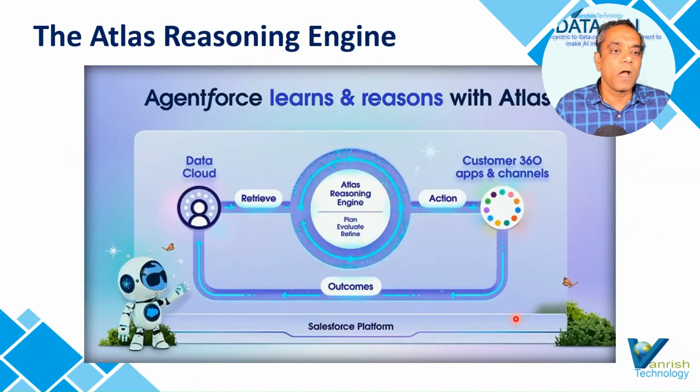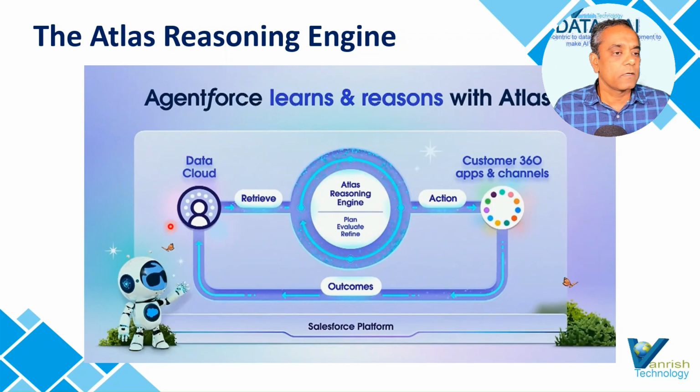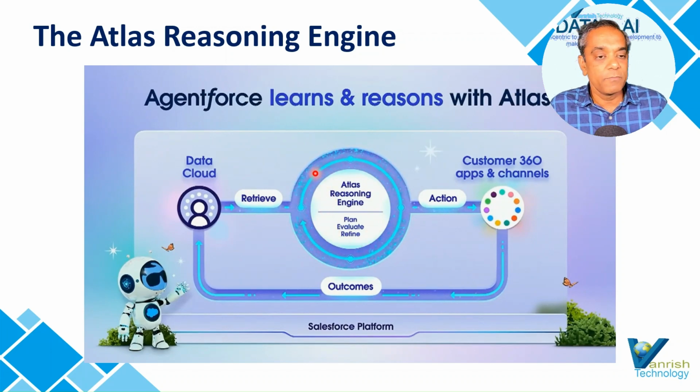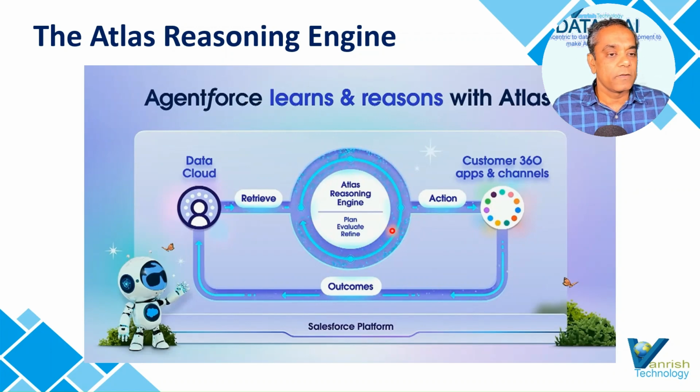Here is a high-level architecture of how the Atlas Reasoning Engine works. If you notice, from Data Cloud, the retriever retrieves the information. It goes to the Atlas Reasoning Engine. From there it goes to plan, evaluate, and refine, and those actions happen. Once it is satisfied with the requirement, it goes to the action. From action it goes to different channels like Slack, Marketing Cloud, or a Customer 360 app. And once it is done, the outcome goes to Salesforce Data Cloud.